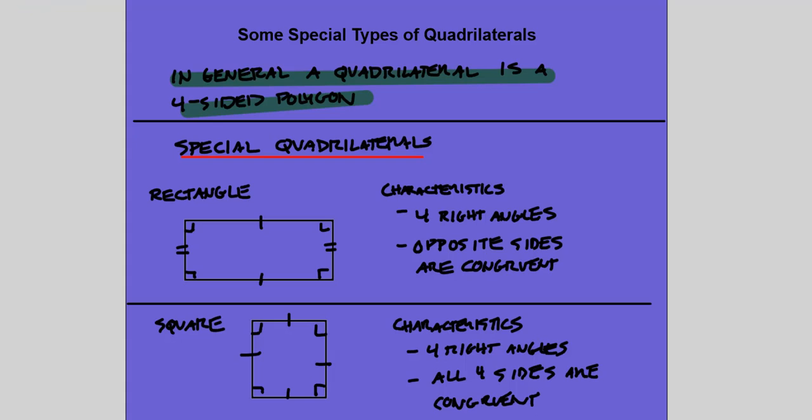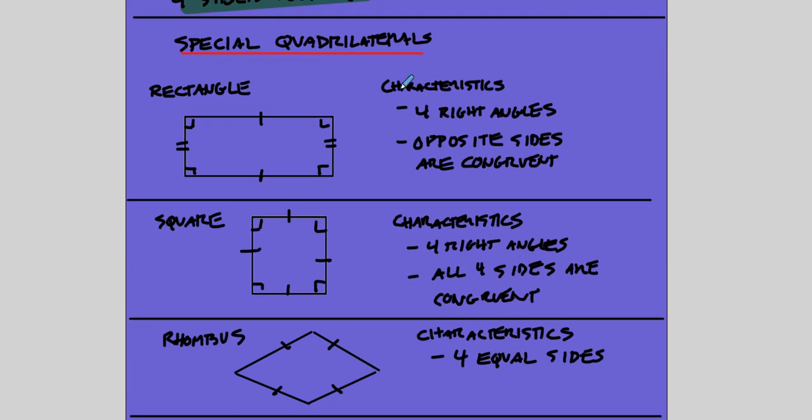Okay, let's look at some special types of quadrilaterals before we try to organize them in some kind of hierarchy or classification. In general, a quadrilateral is a 4-sided polygon. So some special quadrilaterals are the rectangle. Characteristics of a rectangle are there are 4 right angles. These represent right angles. And opposite sides are congruent. Congruent means same shape and size. In this case, these segments are the same length, so they're congruent. So these 2 are congruent, and then these 2 are congruent. So opposite sides are congruent.